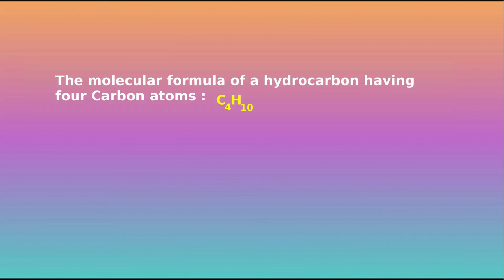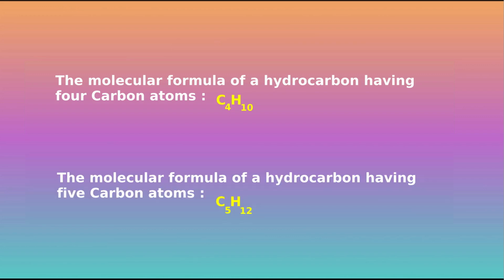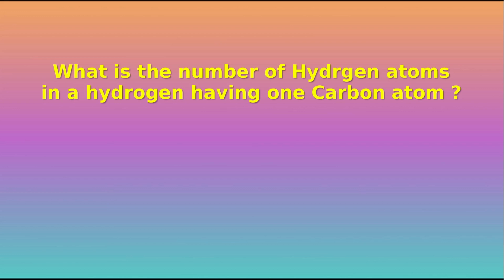The molecular formula of a hydrocarbon having 4 carbon atoms is C4H10. The molecular formula of a hydrocarbon having 5 carbon atoms is C5H12. Shall we write down a general formula to represent alkanes?